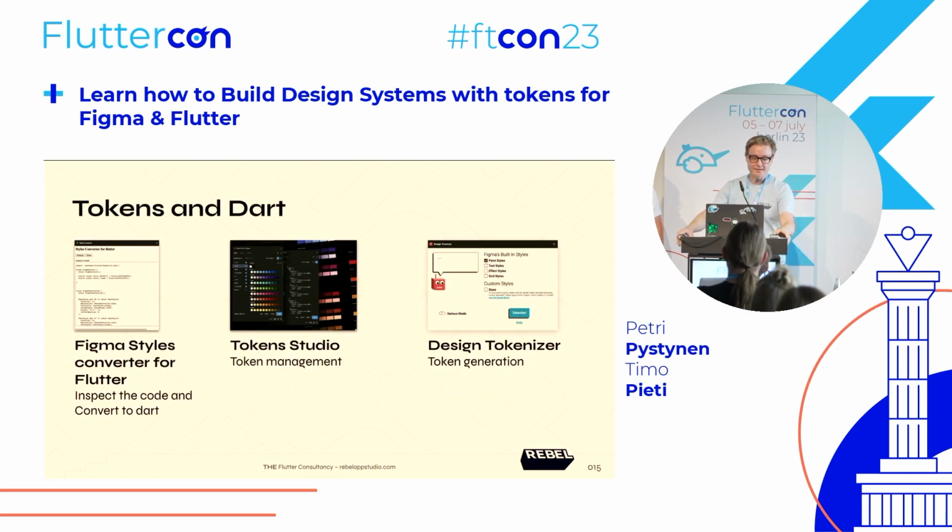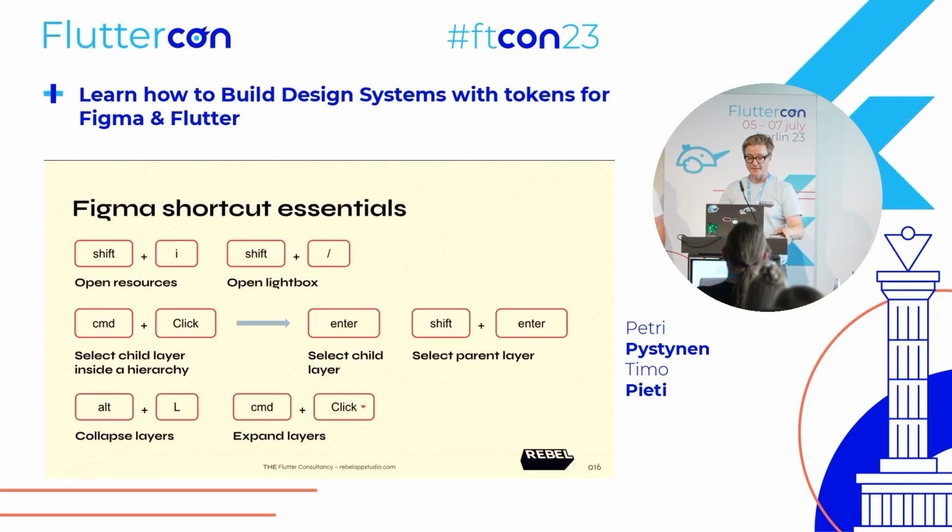And then about the tokens, there are quite a few plugins. The first one is basically a little bit more like inspecting how this Figma element will look as Flutter code, as Dart. And then there is also a design tokenizer which will automatically generate various design tokens. And then there are multiple more of those token plugins, but as I said earlier, we have been using this Token Studio because it's pretty good at the moment.